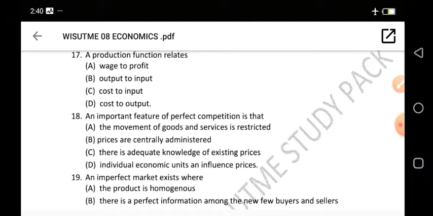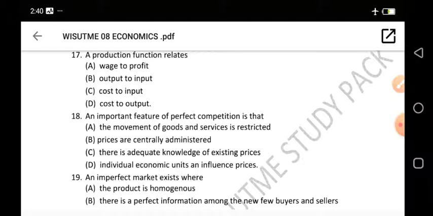So under perfect competition, we're talking about market according to price. Under that we have the perfect market and the imperfect market. Looking at that question critically, one of the important features of a perfect competitive market: number one, the movement of goods and services is restricted? No. Under a perfect market, there's mobility of factors of production. Prices are centrally administered? No.